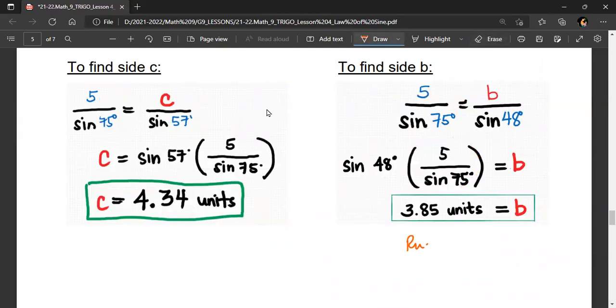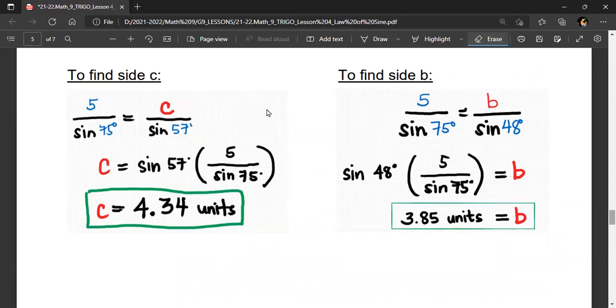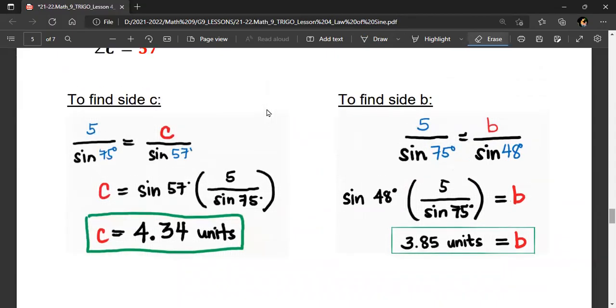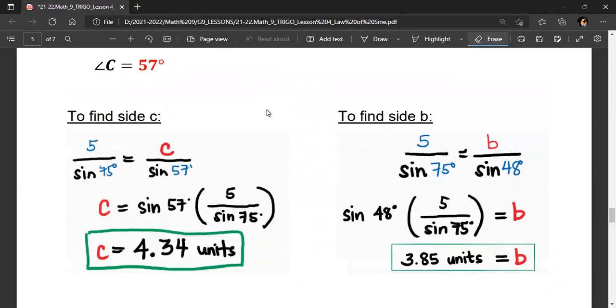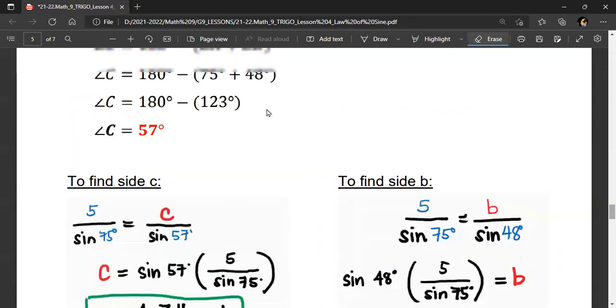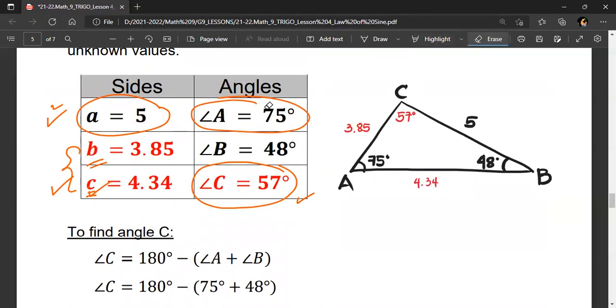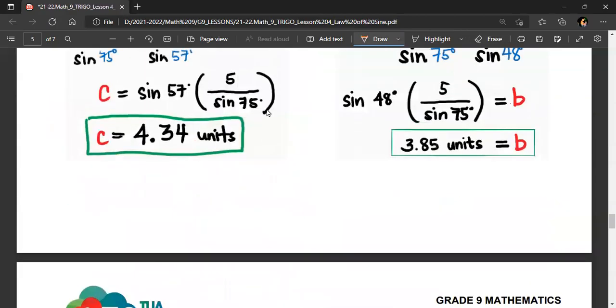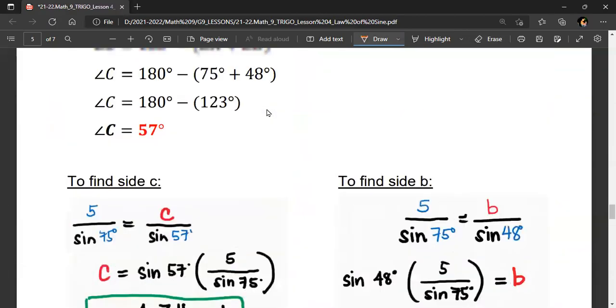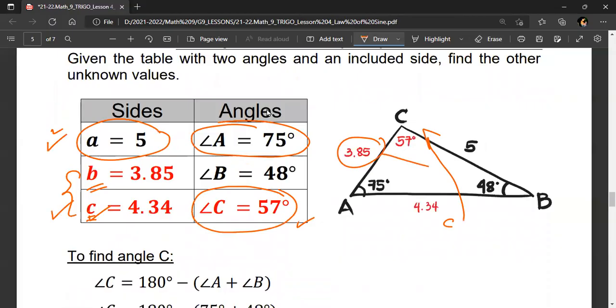Round up if needed. No, second decimal place only. So round up if needed. So 4.34 for measurement of side C. This is side C, which is opposite to angle C. And then we have an answer of 3.85 units for side P. This is side P, which is opposite angle P, or capital P.